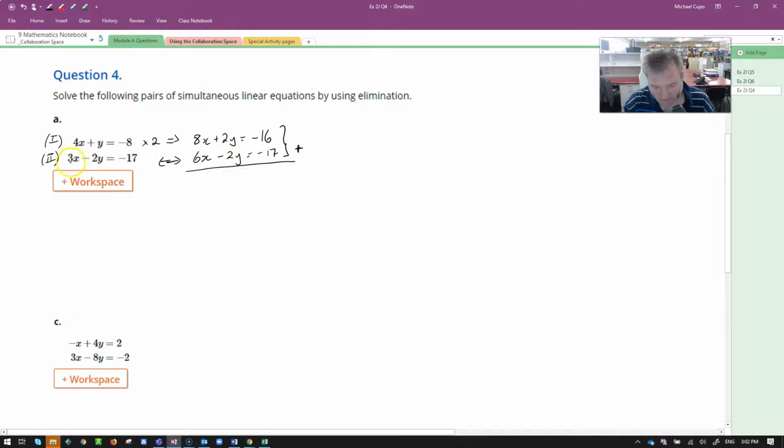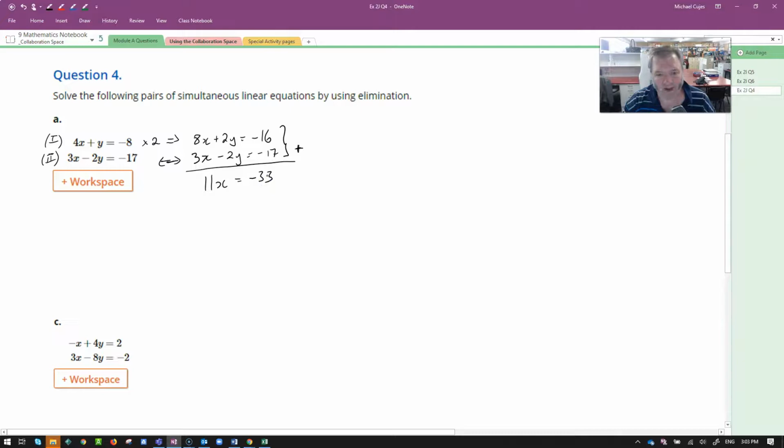Did I say 6x when it's a 3 there? Look at me getting carried away. 3x minus 2y equals negative 17. So now I'm going to add them. 8x plus 3x is 11x. On the other side, 2y minus 2y, that's equal to 0. So the y's have been eliminated, hence the name elimination method. Negative 16, add negative 17, so take away another 17. That's going to give me negative 33.